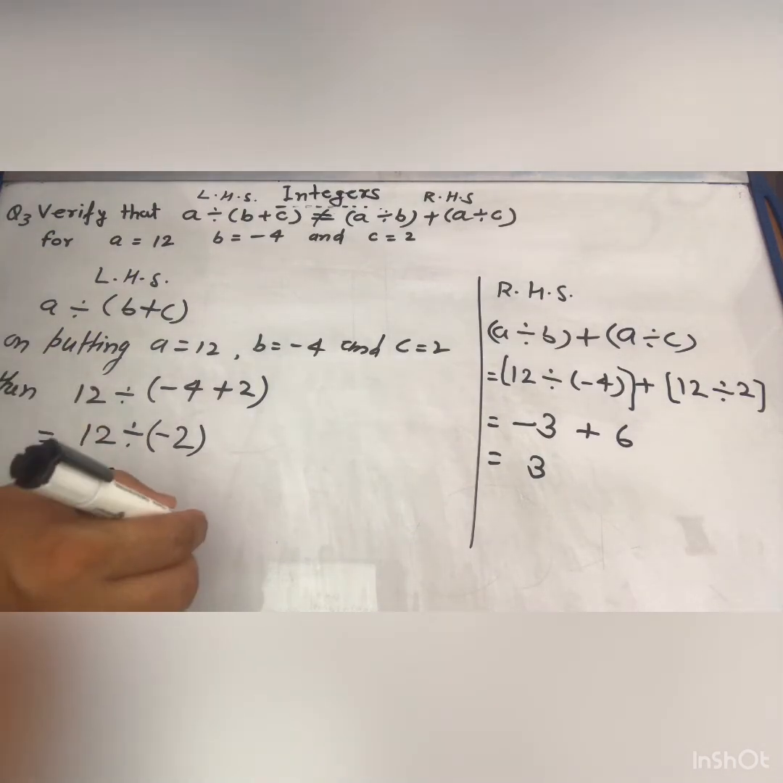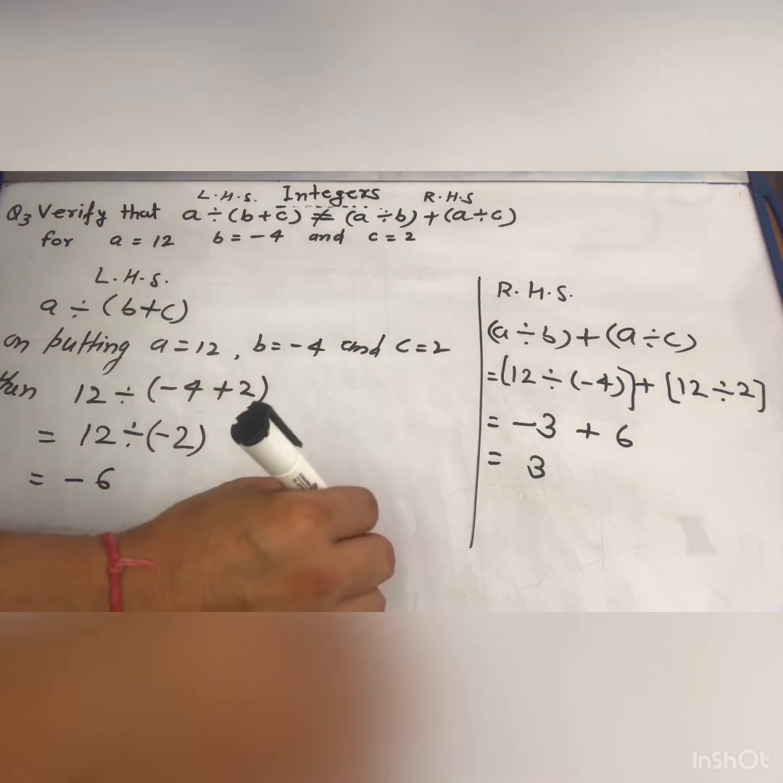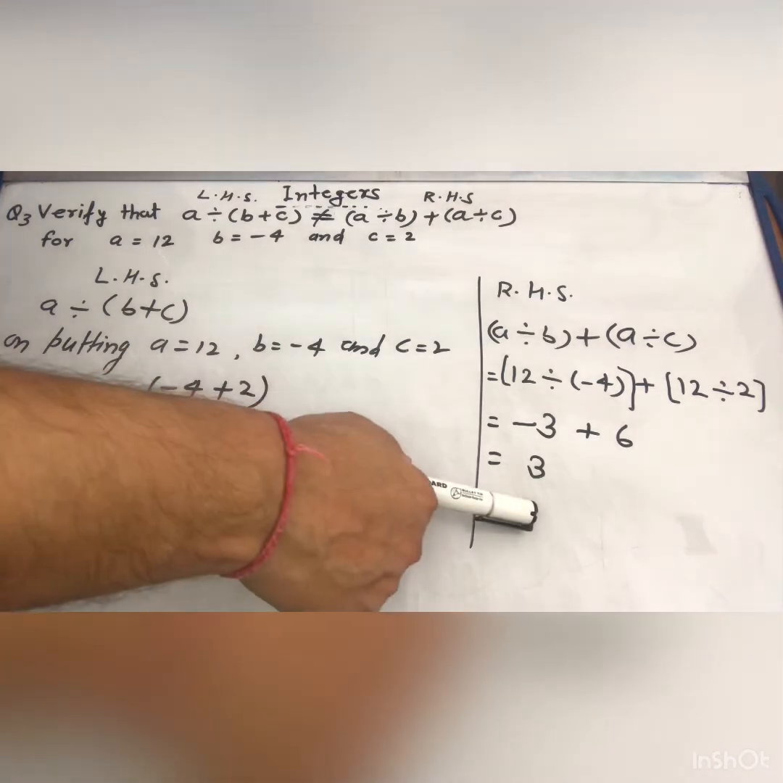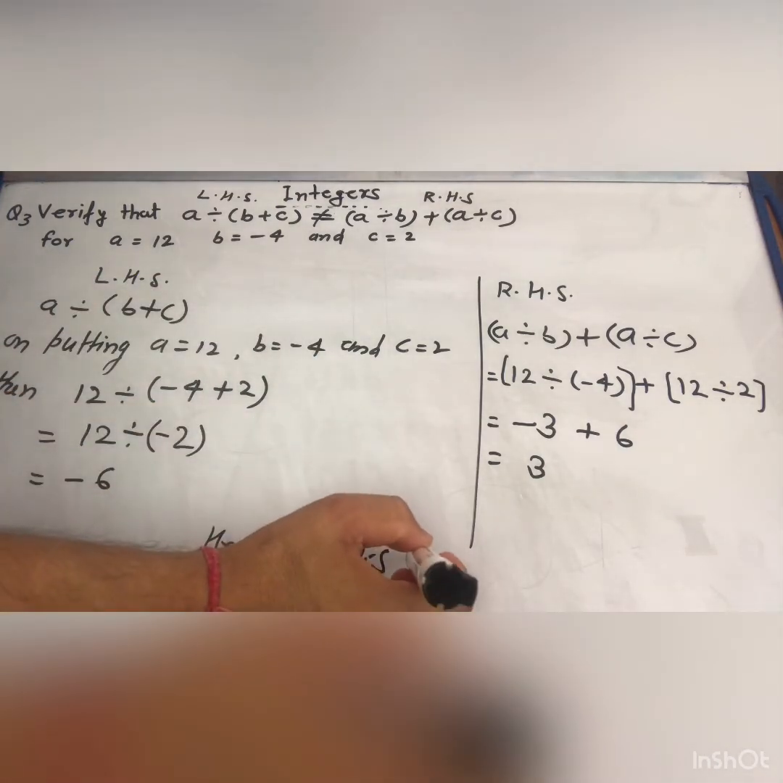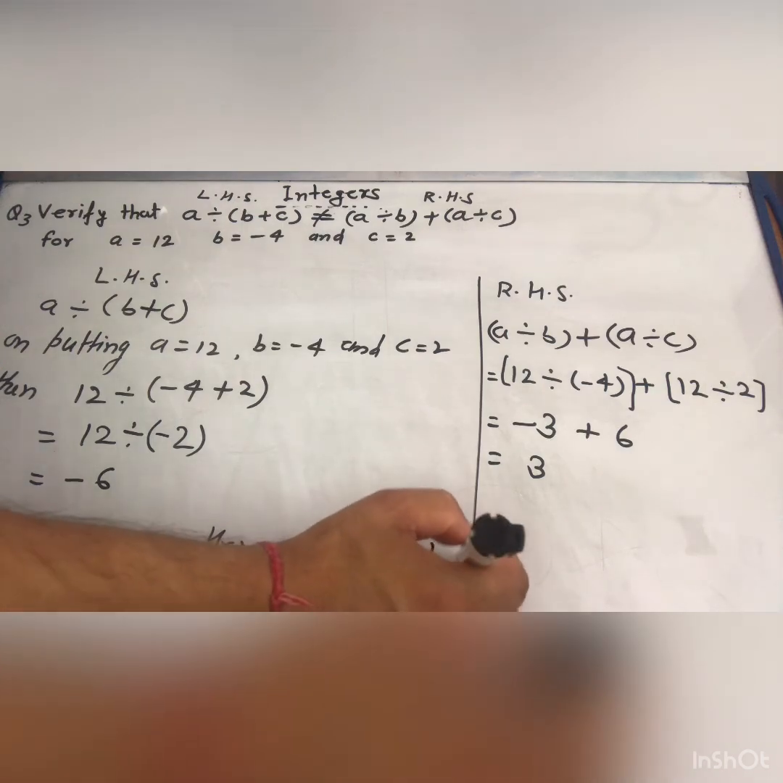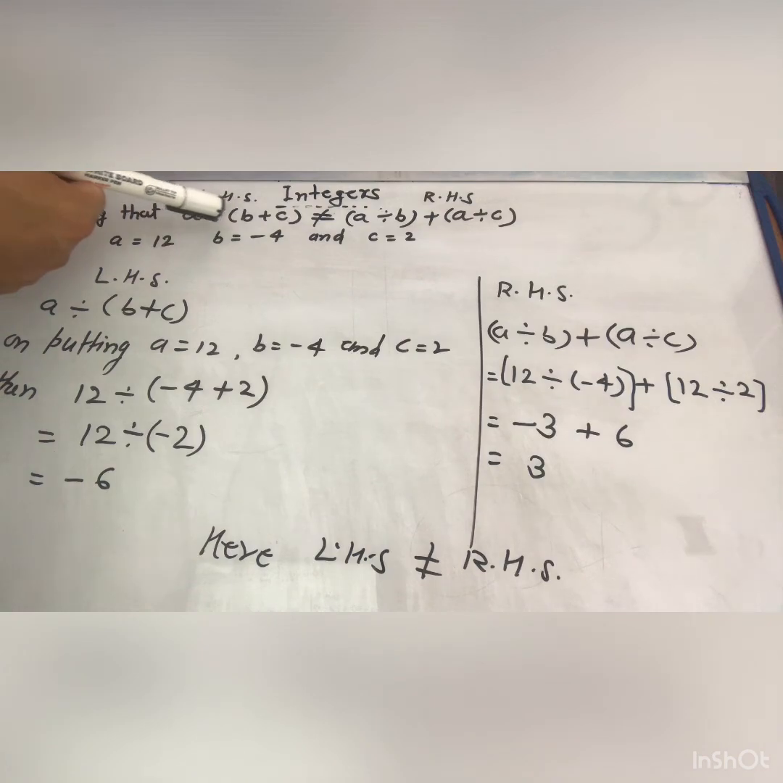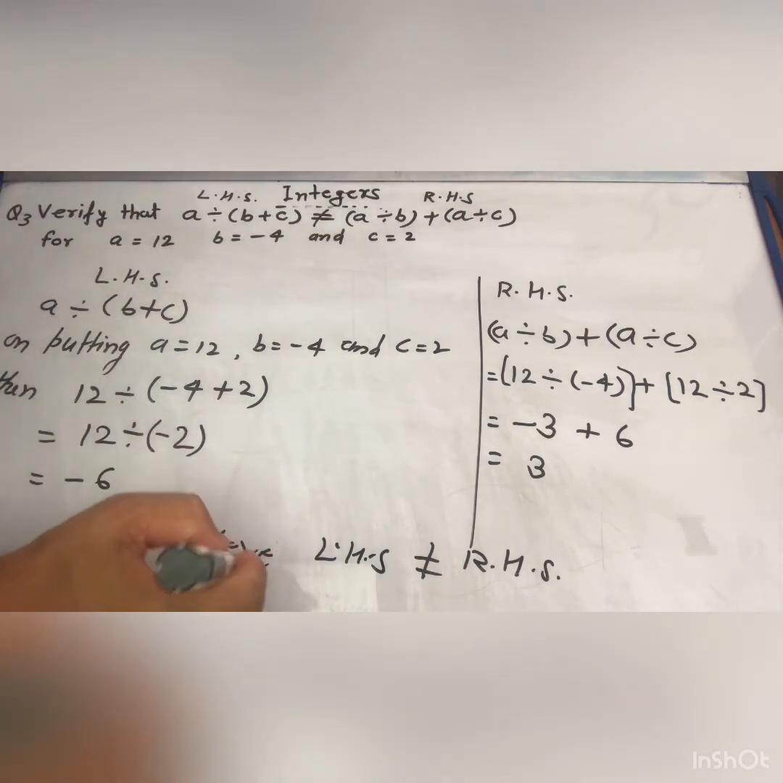So dear, observe, left hand side is -6 and the right hand side is +3, so it is not equal. So you write here left hand side is not equal to right hand side. And the question is that left hand side is not equal to right hand side, so hence verified.